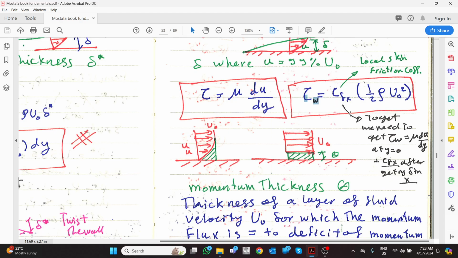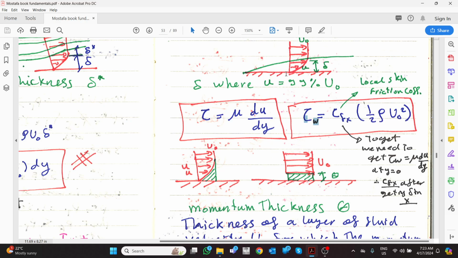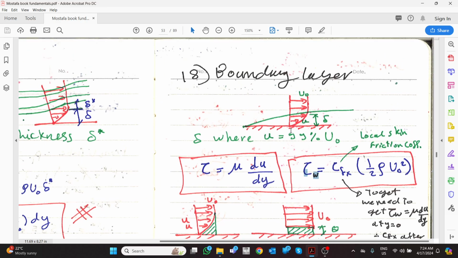Of course, to get CFX, we need to get tau w, which is mu du by dy at the wall, at y equals 0, so we can get CFX in the x direction. CFX here is different than here, and different than here. You tell me why, I tell you. du by dy here, dy is too small, and du is from 0 till u naught.